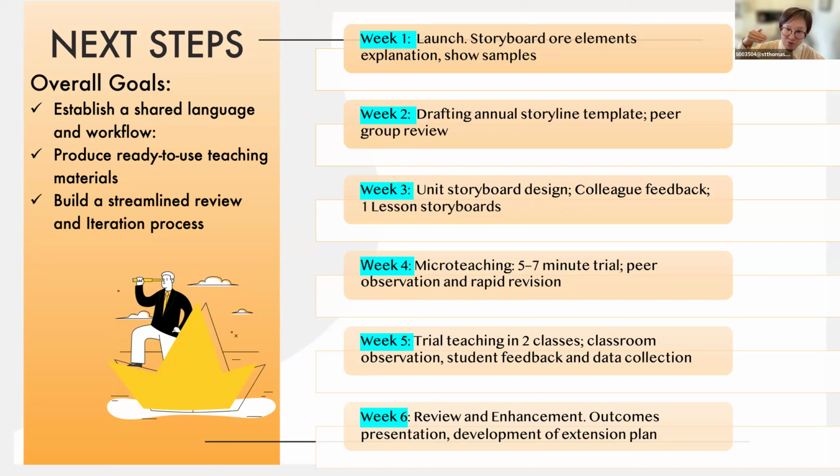From there, we shift to practical testing. Week 4 is for low-risk micro-teaching trials and rapid peer revision, which prepare us for a live classroom trial in week 5 to gather some authentic student feedback and data. Finally, in week 6, we will review all of our outcomes from this cycle and develop a concrete enhancement plan, ensuring this new workflow becomes a sustainable long-term asset for our team.